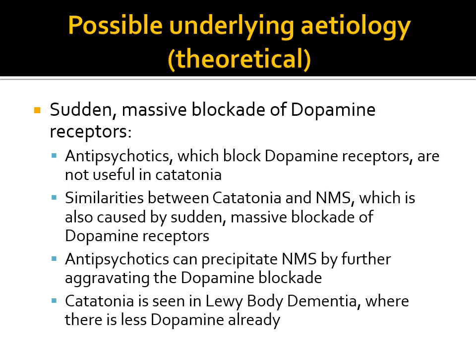There are many similarities, as we saw earlier, between catatonia and neuroleptic malignant syndrome, which is also caused by sudden massive blockade of dopamine receptors. Antipsychotics which block dopamine can precipitate neuroleptic malignant syndrome in catatonia by aggravating the dopamine blockade. And catatonia is seen in Lewy body dementia, where there is less dopamine already. So all these factors support the hypothesis that sudden massive blockade of dopamine receptors plays a role in catatonia.